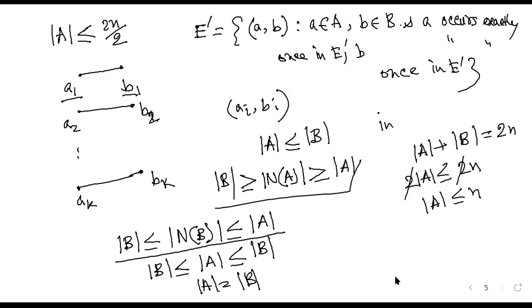Then it will be K equal to 2n minus K. That is 2K equal to 2n. That is K equal to n. So if the cardinality of A equals n, then the cardinality of B also will be n. Right?